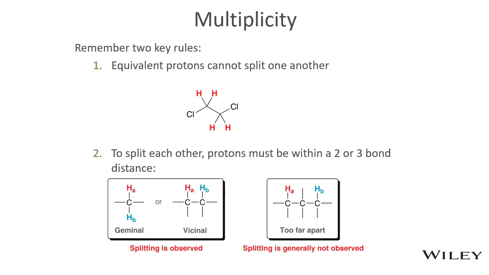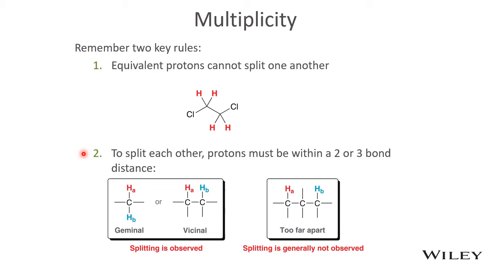There are two main rules when it comes to multiplicity. The first one is equivalent protons cannot split one another. So if we look at these two groups of H's, these are actually equivalent H's. They are both bound to a carbon that's bound to a chlorine that's bound to another carbon. They can be described in exactly the same way. So these sets of hydrogens will actually appear as one signal. And as a result, they cannot produce any sort of splitting because they are completely identical. So in order to have splitting occur, the neighboring protons must be different. They must produce a different signal.